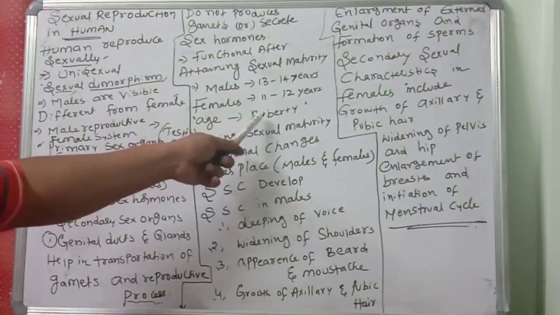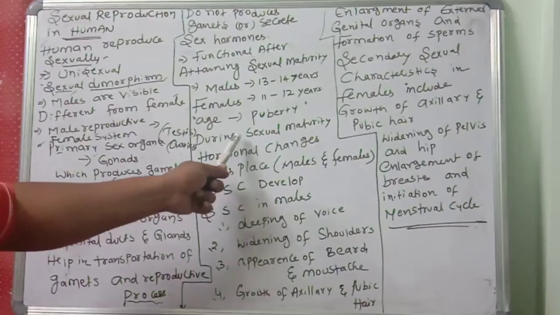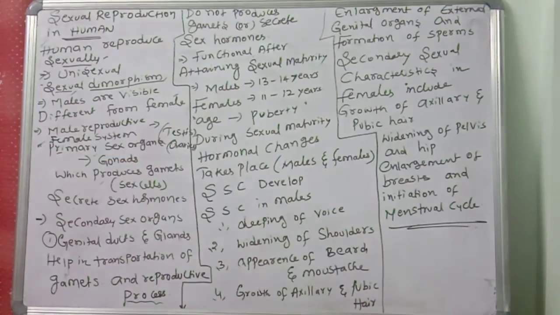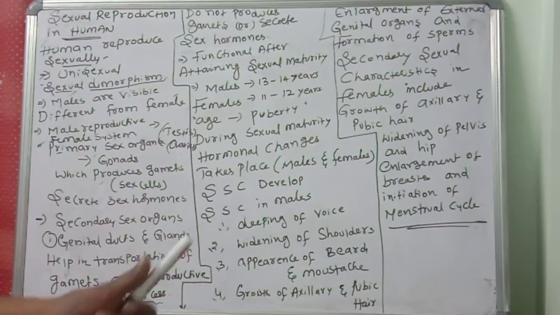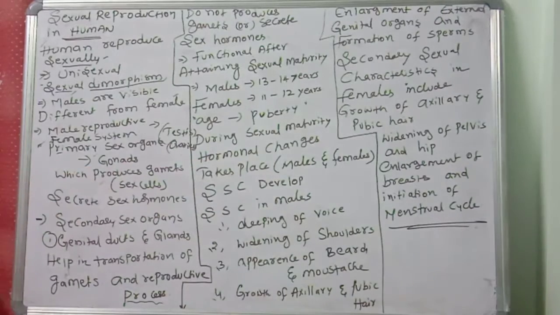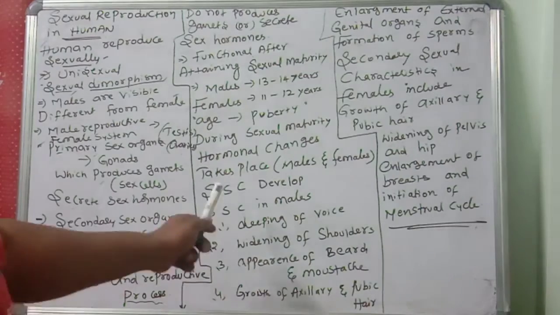What do you call that age? This age is called puberty. During sexual maturity, hormonal changes take place. So why is puberty happening in males and females? Because of hormonal changes, which take place in the males and females.